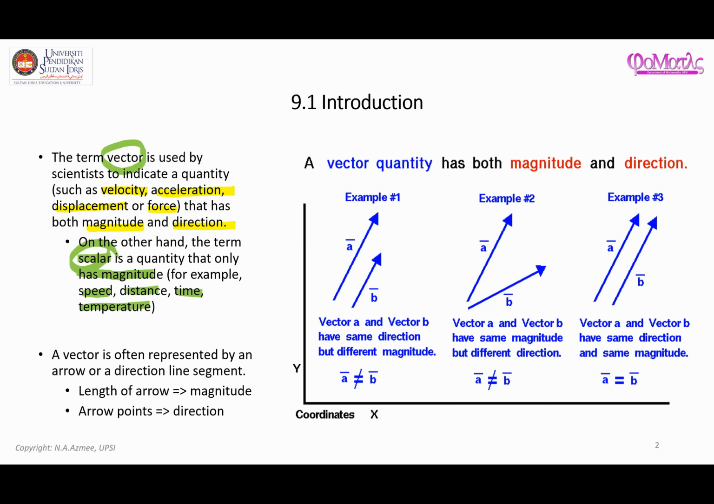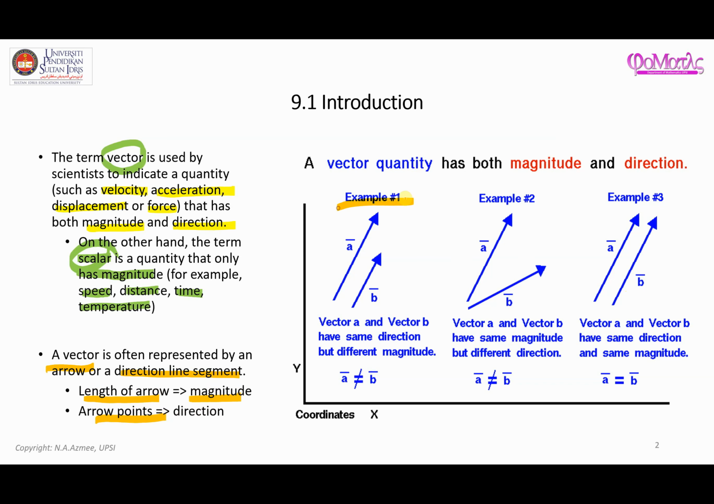Now, a vector is often represented by an arrow. So it is also a directed line segment as given on this figure here. You can see those are all vectors. And the length of the arrow represents the magnitude, and the arrow points represents its direction.